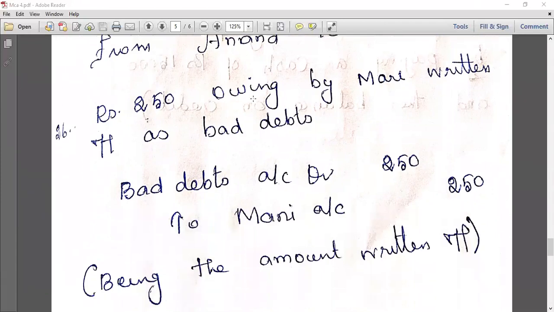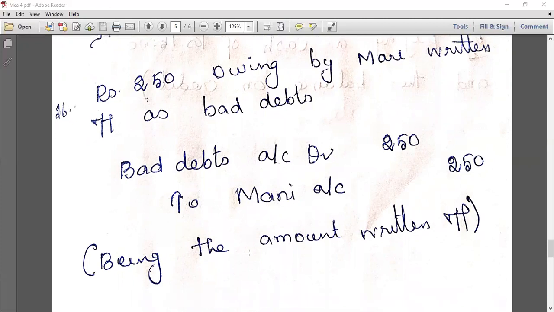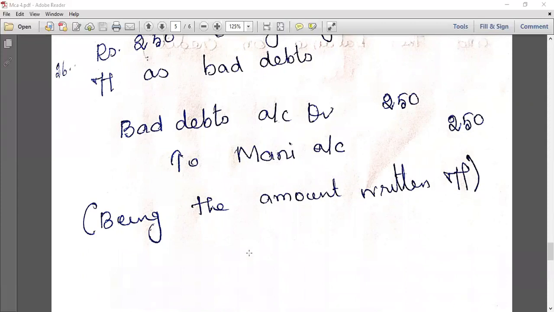Then rupees 250 owing by Mori written off as bad debts. That means Mori has not paid the amount of 250. So it is considered as a bad debt, the amount we will not receive in future. So bad debts account debit to Mori, being amount written off. It is considered as a bad debt. Bad debt is an expense.